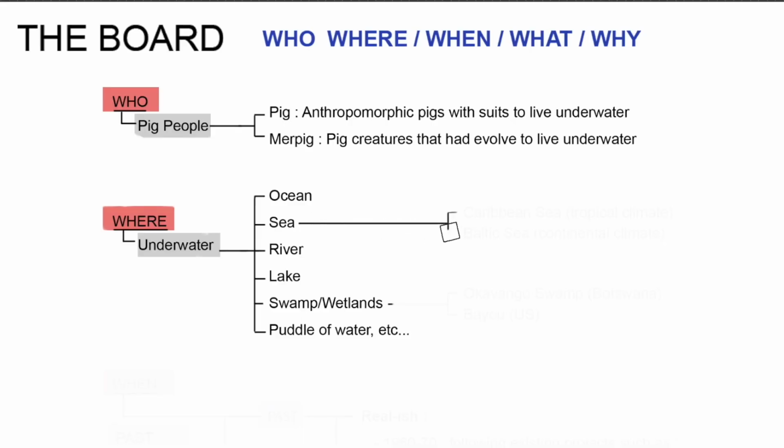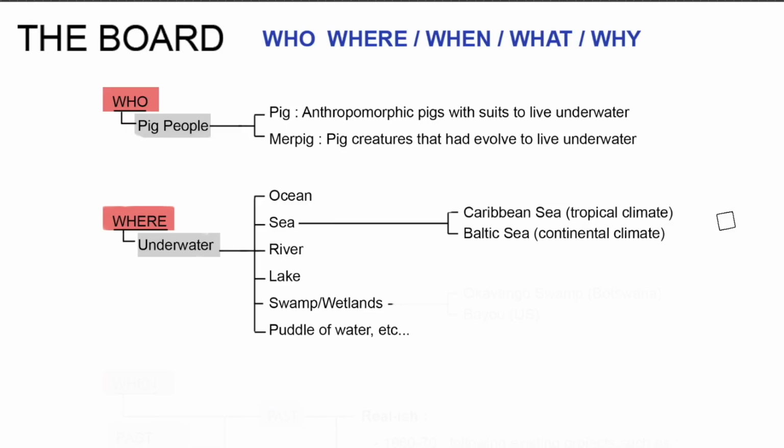So I had as an example here the Caribbean Sea, which is a tropical climate, versus the Baltic Sea, which is a continental climate. One is going to be in a warm environment. The other one is taking place in a colder environment. So clearly animals, vegetation, and everything that lives inside that sea is going to be very, very different from another one.